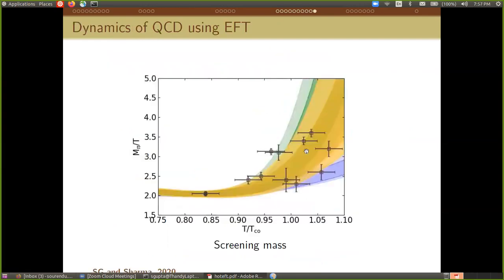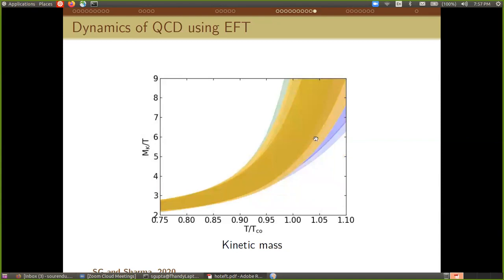This is the result for the Debye screening mass. I've already shown you this. I don't need to discuss this further. Then I go to the kinetic mass. And for the kinetic mass, there's a big difference between the free level and the one loop. But when you do the one loop resummation, then the kinetic mass is actually stabilized. It's somewhere in between.